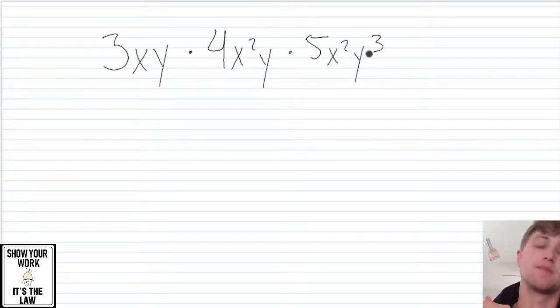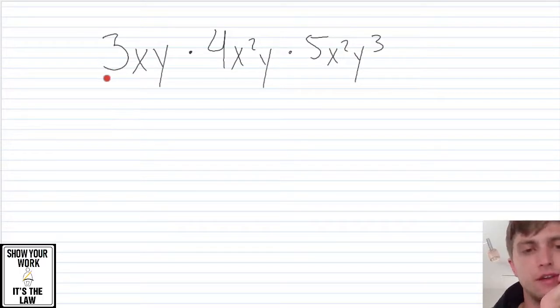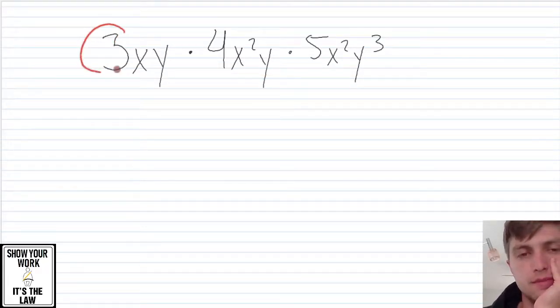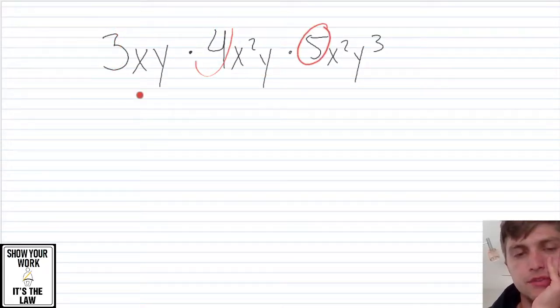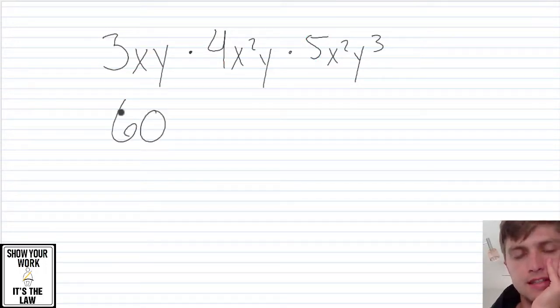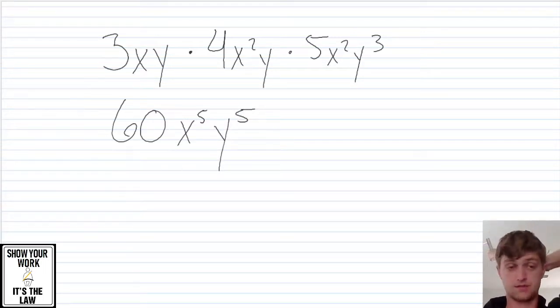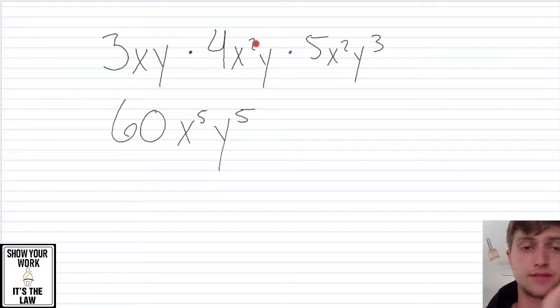Now let's say we wanted to combine all these together. We have a coefficient, an x and a y in each of these parts, so let's think of it one at a time. Let's look at the coefficients. We got 3 times 4 times 5, which gives us 60. How many x's do we have being multiplied? We have 1 here, 2, 3, 4, 5. So x to the power of 5. And then y's we have 1, 2, 3, 4, 5. Y to the power of 5. So when we're multiplying exponents, you just add the exponent.